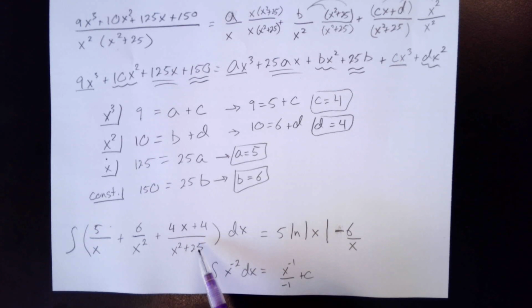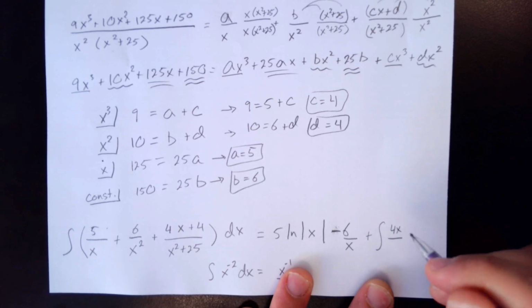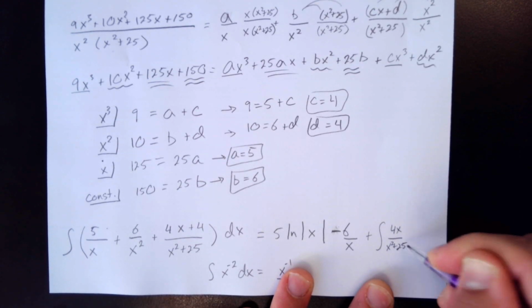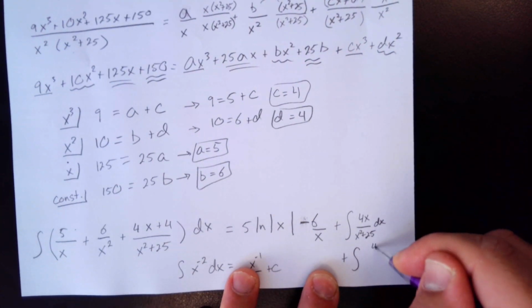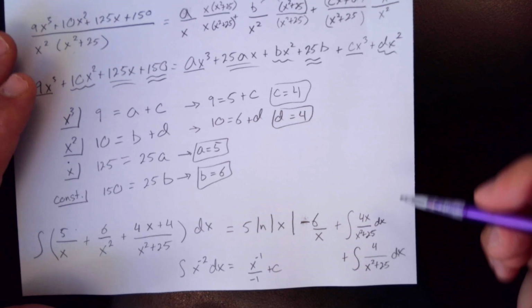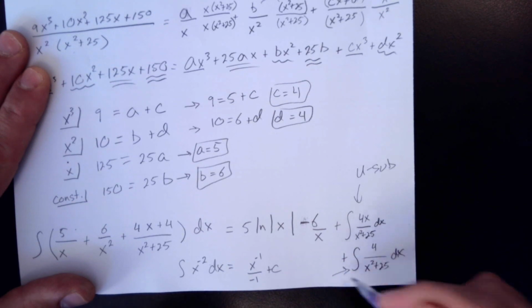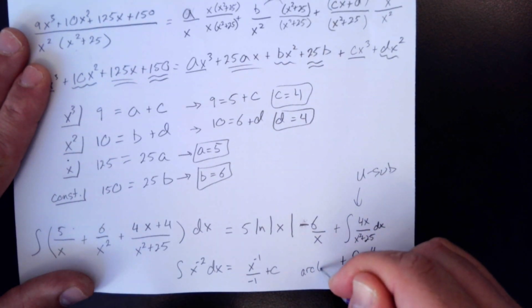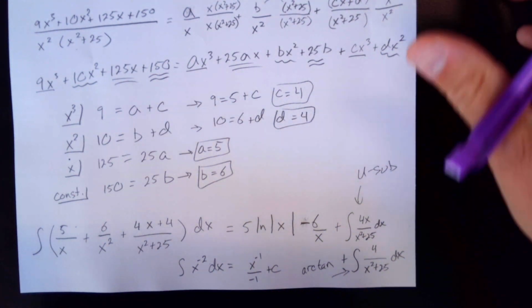Now I still have the rest of this. This doesn't lend itself to an easy u substitution yet, but what I can do is write the rest of it as the integral of 4x over x squared plus 25 dx plus the integral of 4 over x squared plus 25 dx. Now for this integral, I can use a u substitution. For this integral, I'm going to have to use my arctangent information. Okay, so let's finish that up. So I'll have to get a whole other piece of paper here.